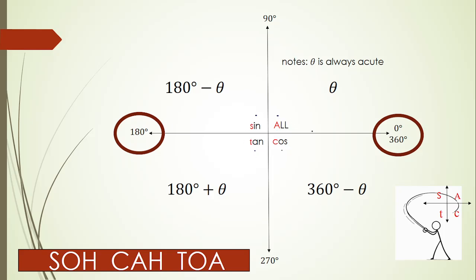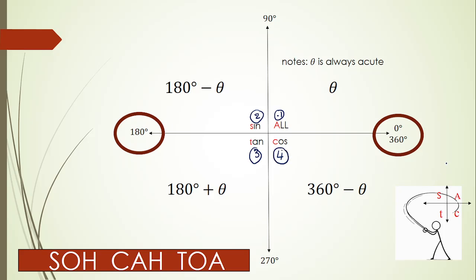So these quadrants represent where these ratios are positive. They're all positive in the first quadrant. Only sine is positive in the second quadrant. Tan is positive in the third quadrant. And in the fourth quadrant, only cos is positive.